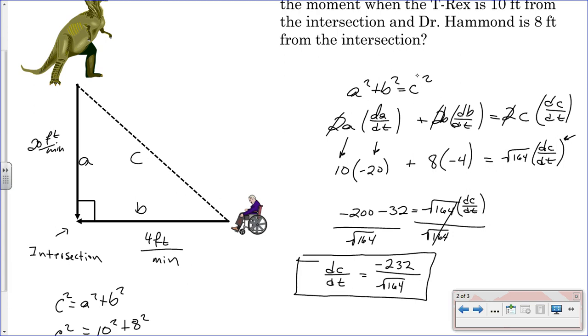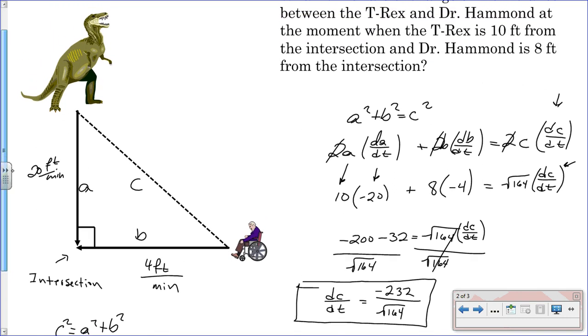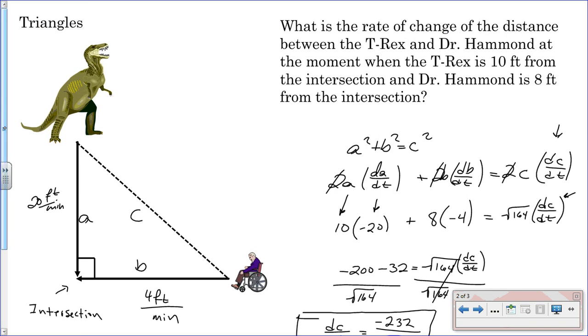So you have to take the Pythagorean theorem, take the derivative, fill in what you know, and then determine what you're trying to identify. We were trying to identify dC dt. Then you plug in your variables, and over here we plugged in our variables and got that c is the square root of 164. So there you have it. Pretty simple. Similar process to what we've been doing, just a different formula, and we have more derivatives with respect to time in this one.